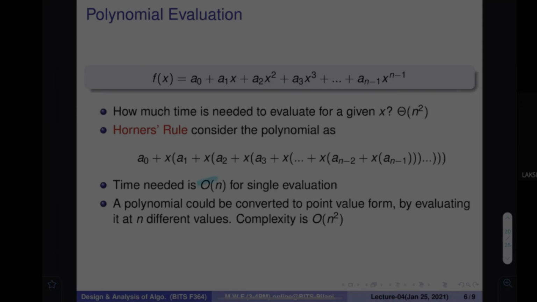A single evaluation of a single point is going to take the order of n time. If you have a polynomial of degree n minus 1, how many points do you need? N points to represent it in the point value representation. So to represent this polynomial in the point value representation, I have to call this procedure n times. The total time required to represent a polynomial is order of n square. If you have a polynomial, you can represent it in point value form in order of n square time. Make sense?